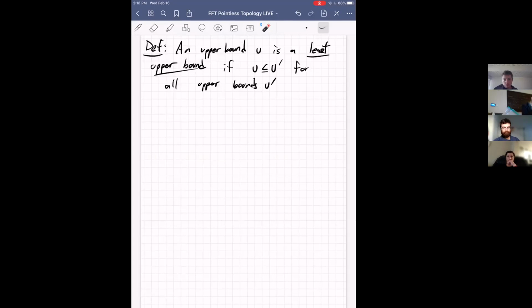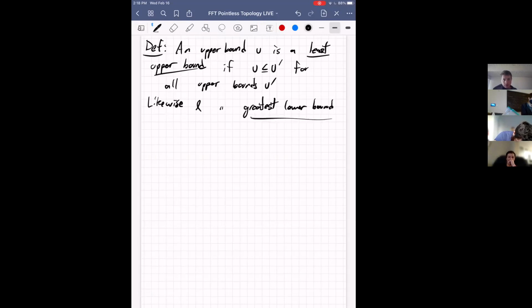Okay. And then again, likewise for lower bound. So we have L is a greatest lower bound if L' is less than or equal to L for all lower bounds L'. Okay. And so, let's see.